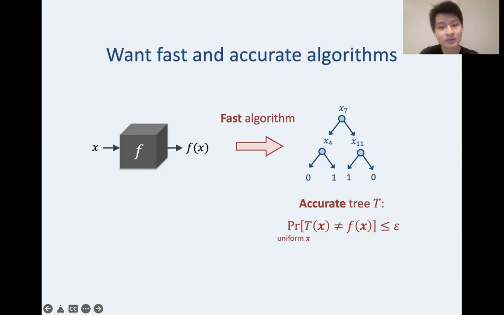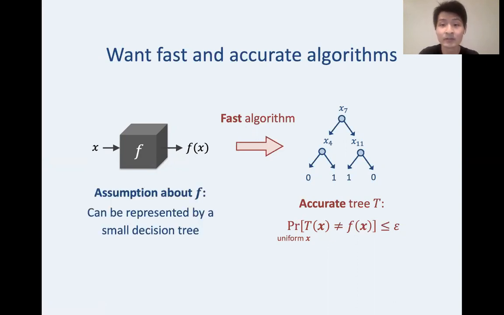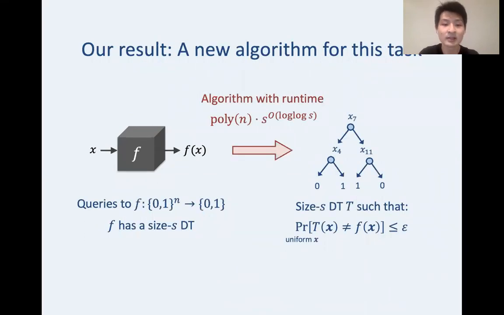For this problem to be possible to solve, we need some assumption about f, and we make the arguably minimal assumption that f indeed has a decision tree representation with a small size. More concretely, we assume that this function f can be represented by a decision tree of size s, and then our algorithm should output a decision tree T that also has size s, such that the two functions are epsilon close to each other. Our main result is such an algorithm that runs in time polynomial in n, where n is the number of variables, and almost polynomial in s, the size of the tree. The dependence on s is s to the power of order log s.